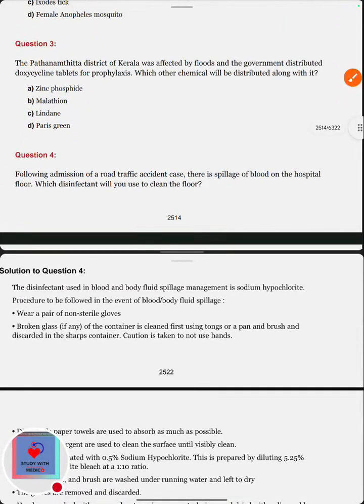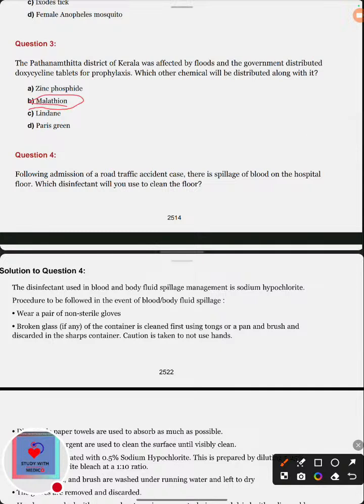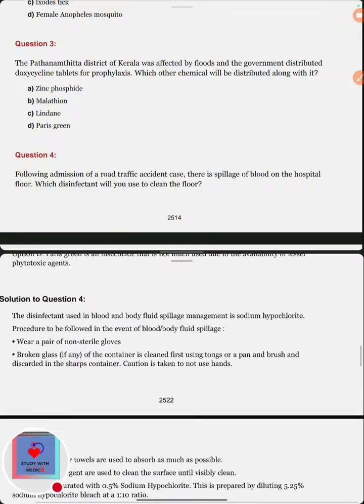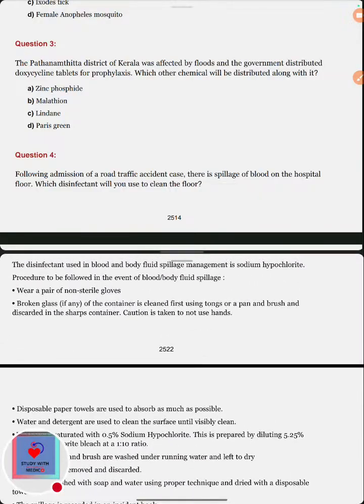So for the third one, the correct answer is malathion. Yeah, because it is an insecticide, it prevents dengue and the spread of malaria and all. Zinc phosphide kills rats and mice. Okay, it is a rodenticide. It is highly toxic, so that's why we cannot distribute it like that. Malathion is an organophosphorus. Okay.